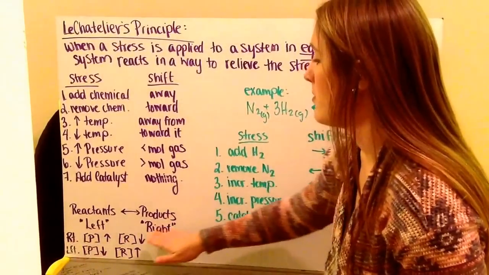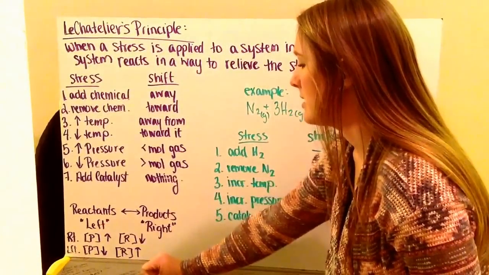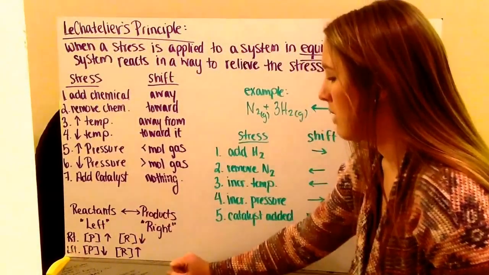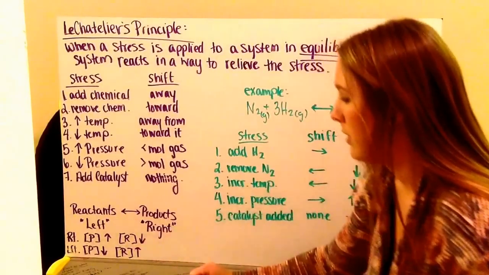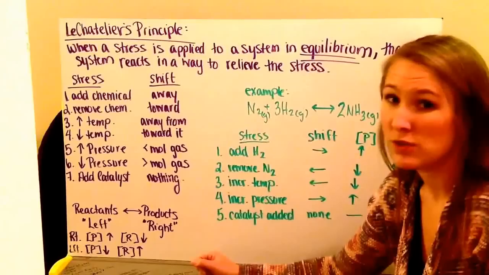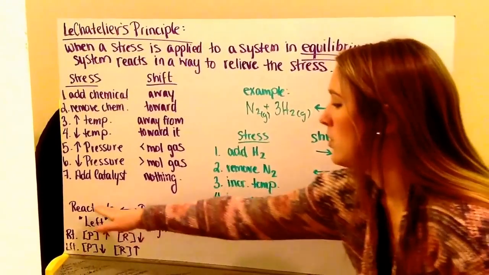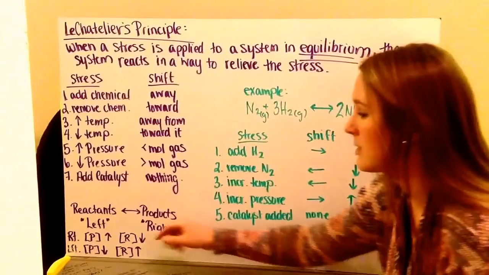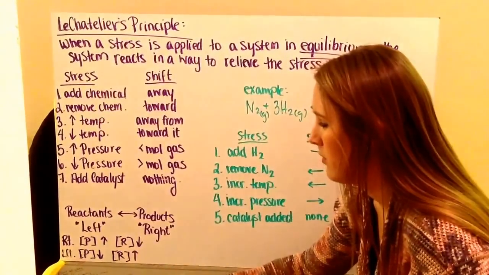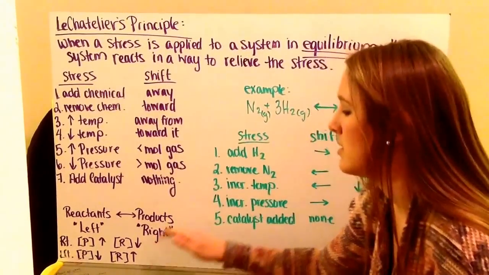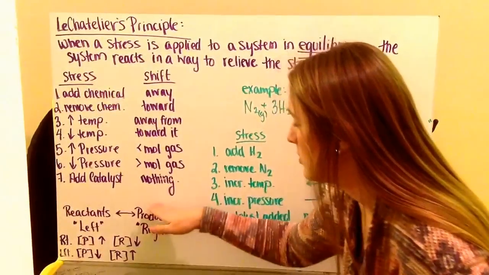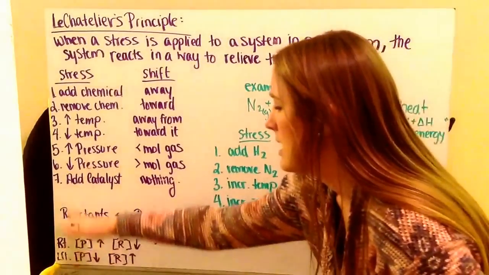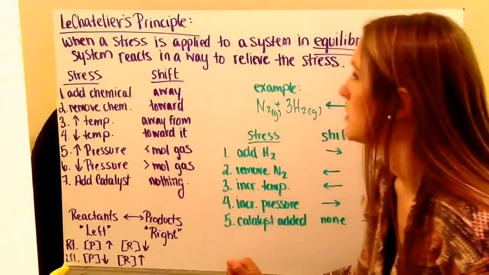So standard format is to have reactants on the left-hand side of your equation, products on the right-hand side of our double arrow there. So if my equilibrium shifts to the right, that's going to shift my reaction toward the products. I'm going to increase my amount of products, decrease my amount of reactants. If my system shifts to the left, I'm going to decrease my amount of products, increase my amount of reactants.